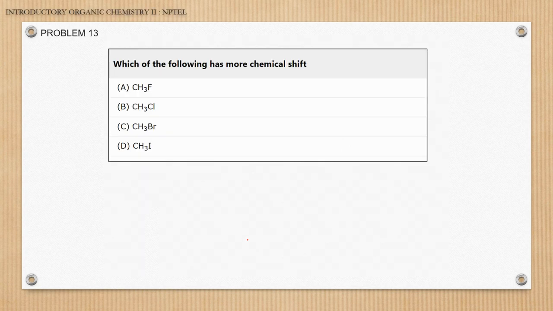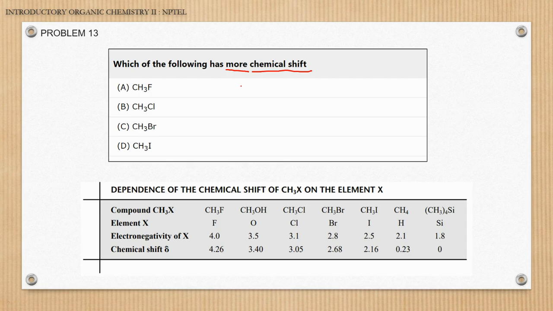Now coming to problem number 13. It is also a simple problem. They are asking which of the following has more chemical shift. Is it option A, methyl fluoride? Let me read it out. Is it option A, B, C, or D? The chemical shift value depends on the electronegativity. They are asking which has more chemical shift, which means which is more de-shielded, right? So you have to answer according to that.